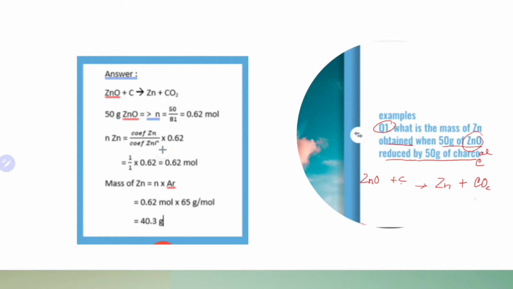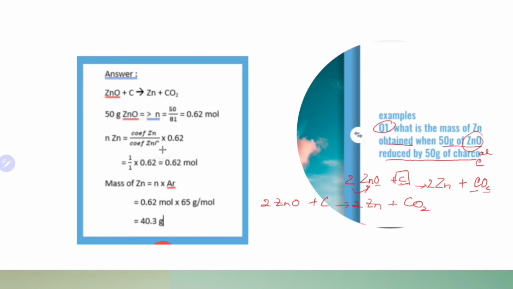Then we balance once again. Every equation should be balanced. There are 2 O on the right hand side, here only 1, then times 2. There are 2 zinc, so here times 2 to be 2. The number of C is already the same, 1. Once again, the equation that is balanced is 2ZnO plus C to be 2Zn plus CO2.